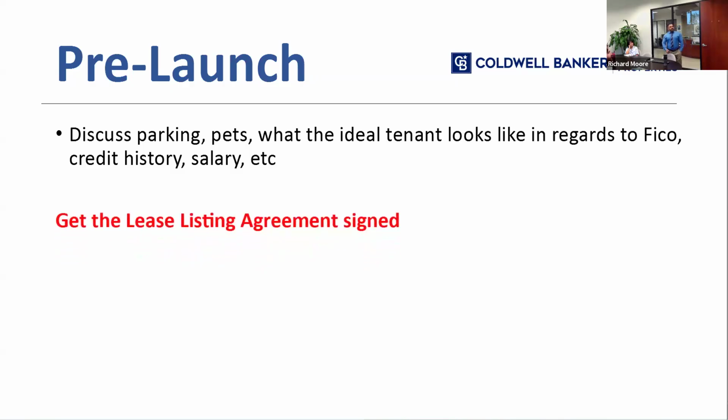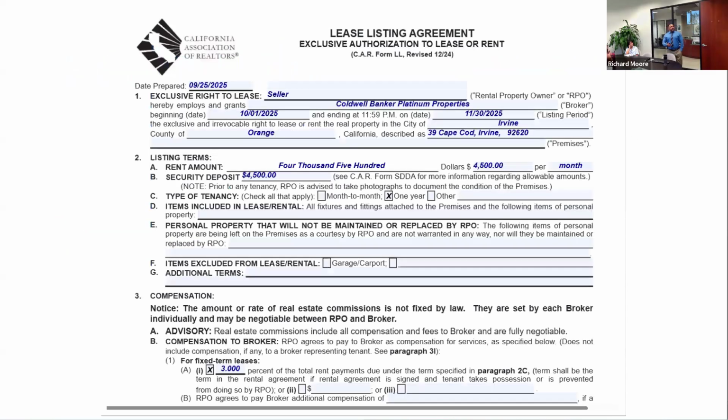Get the lease listing agreement signed. After you discuss all this, you have the lease listing agreement signed. And then this is what it looks like. Keep in mind, you want to give yourself some time from the beginning date up here in number 1. We have the beginning date as October 1st on this. This is an old example, but let's say you want to give yourself a couple of weeks to go live.